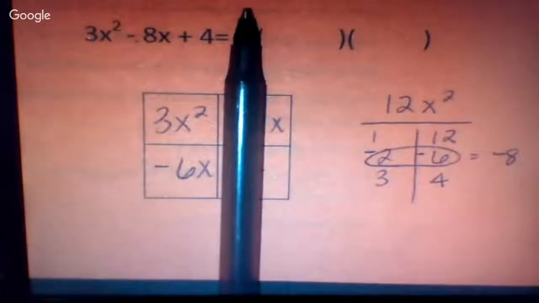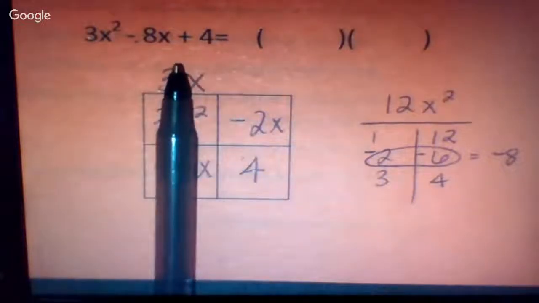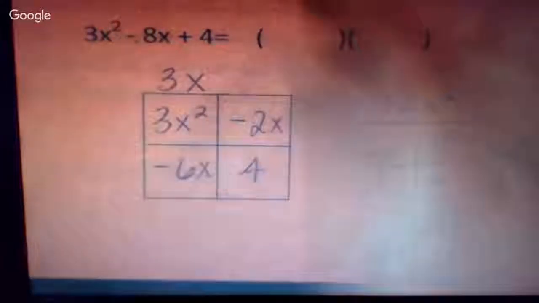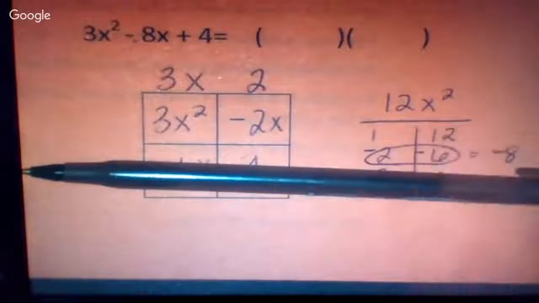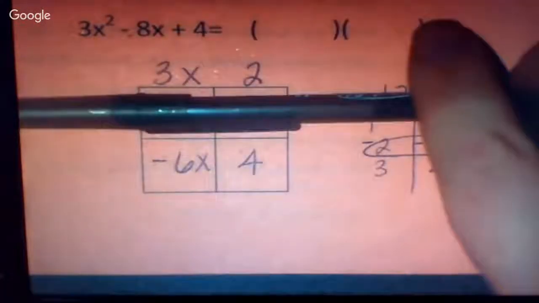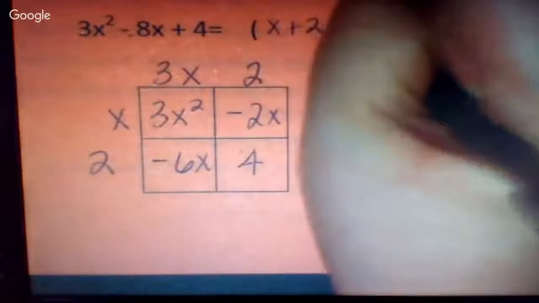Okay. 3x squared and negative 6x. What do they share in common? X and a 3. Fantastic. Other side. Negative 2x and 4. They pull a 2. This way, 3x squared and negative 2x, they share x. And negative 6x and 4, 2. So your final answer then is x plus 2, 3x plus 2.